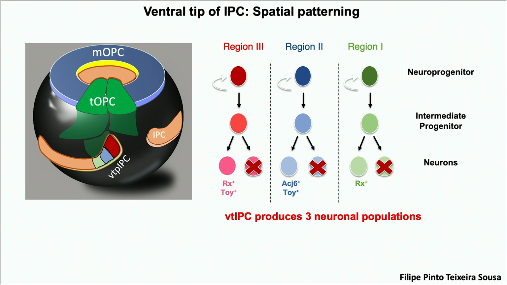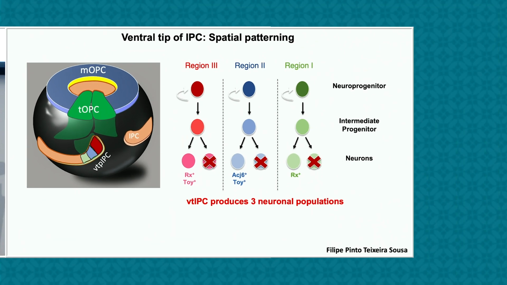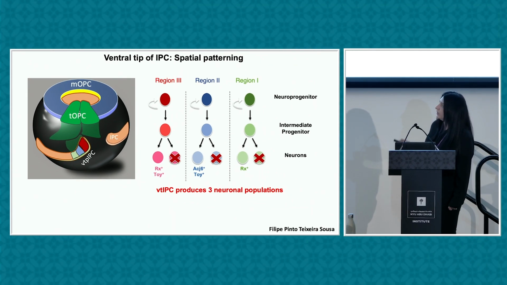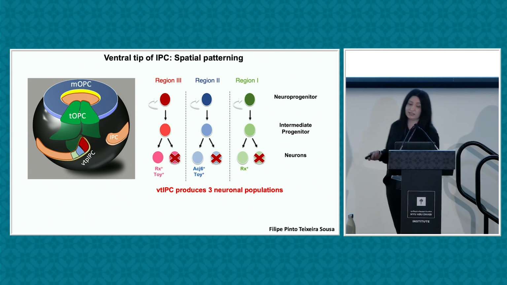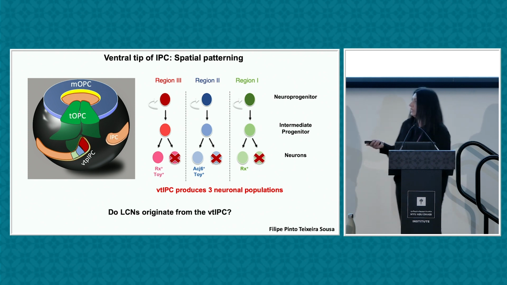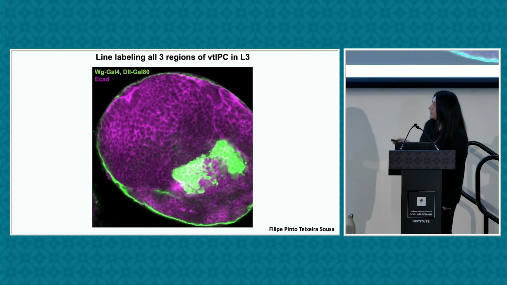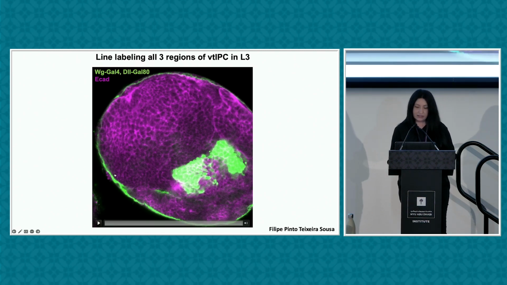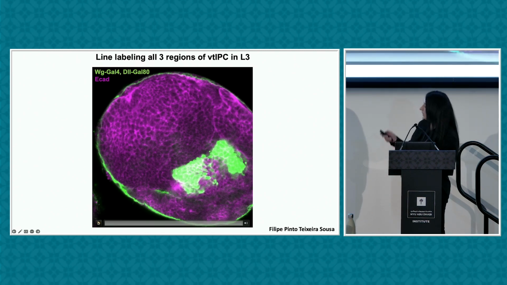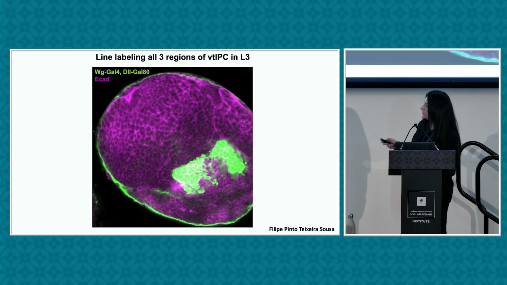So for example, region 1 of the VTIPC gives rise to neurons that express the transcription factor Rx. Region 2 gives rise to neurons that express ACG6 and TOI, while region 3 gives rise to neurons that express Rx and TOI. And so we wanted to see whether any LCs come from that domain. And so we performed the FlexAmp experiment again in a line that is expressed in the three regions of the ventral tip of the IPC.